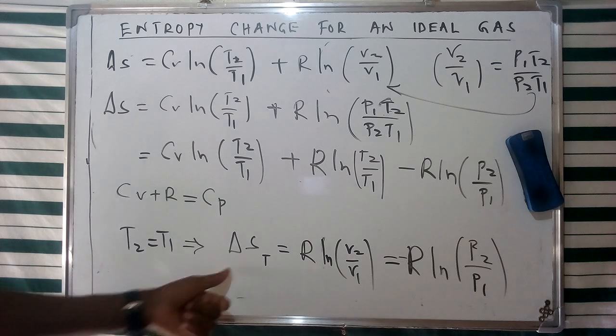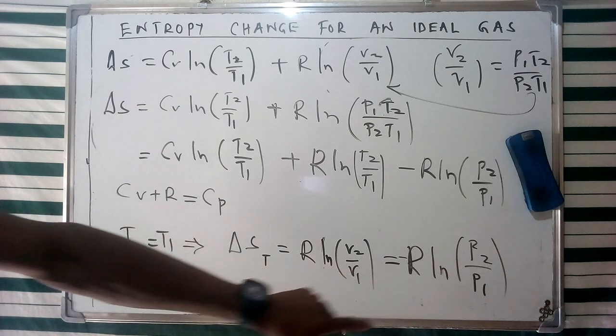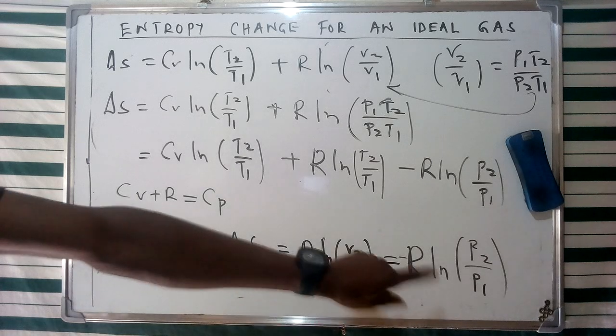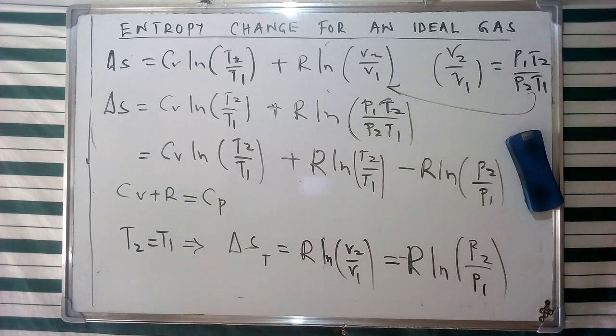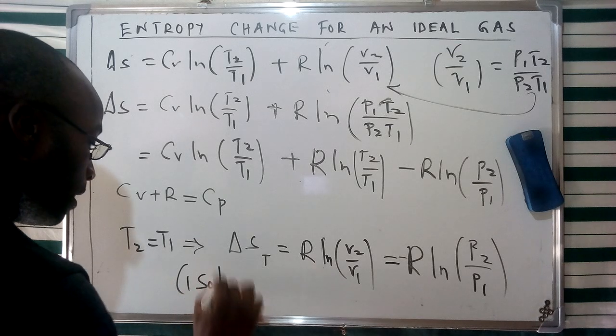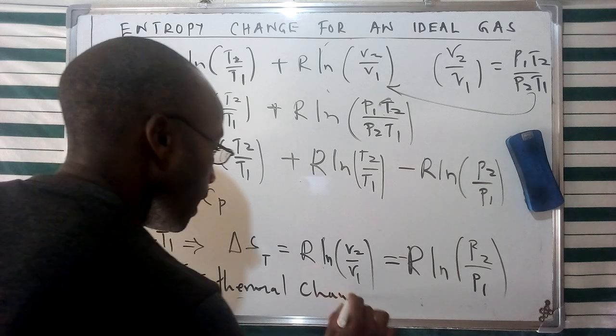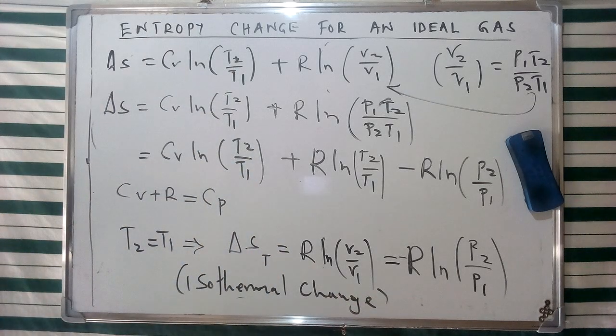So we can represent a change in entropy at constant temperature using these two specific versions of the equation, using the volume and the pressure. And therefore this is going to be referred to as isothermic or isothermal change insofar as entropy is concerned.